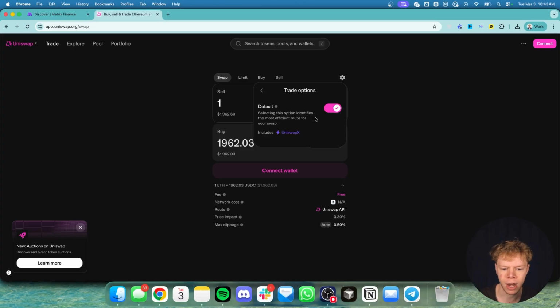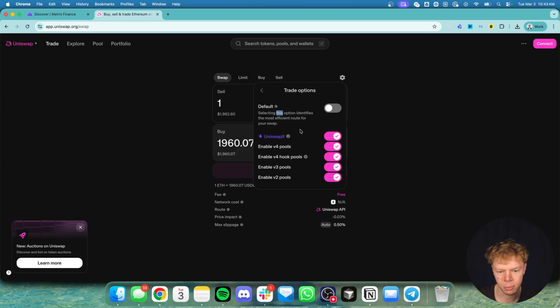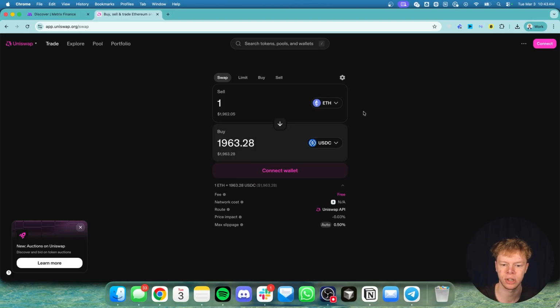And then of course you have your trade options. Again, I would just keep this set to default, but if you want to do anything more specific, you can choose which routes it goes through. So does it go through Uniswap X, which is an aggregator, or does it go through V4, V4 hook pools, V3, and V2 pools? Again, best to just set it to default.